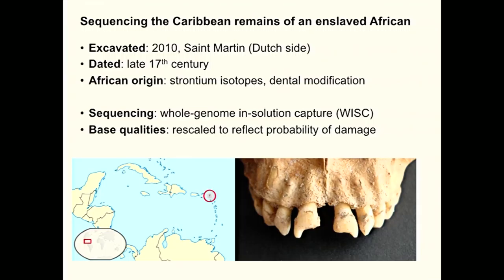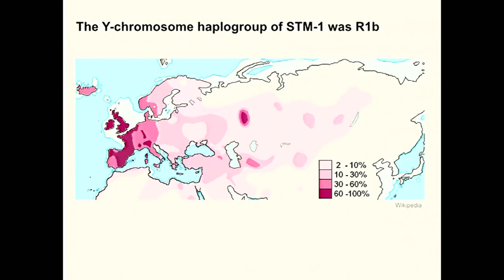We believe this individual was part of the Middle Passage. They were born in Africa and brought to the Americas. We know this from both isotope analysis as well as the dental modifications that are characteristic of certain tribal groups. And so we sequenced the genome and used the enrichment capture technology. In this particular case, it's a male. So one of the first things we can do is look at his Y chromosome. Initially, we were a little concerned because he has an R1b, which is the most prevalent and common haplogroup in Europe.